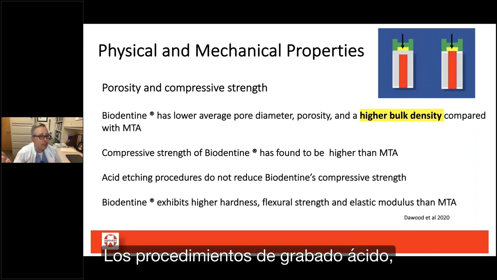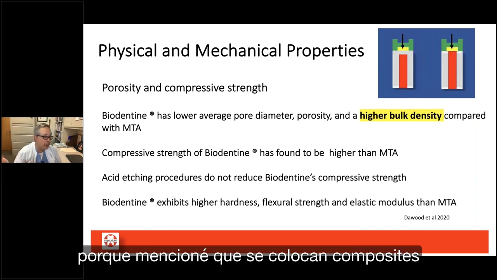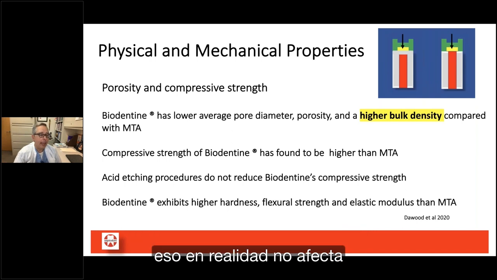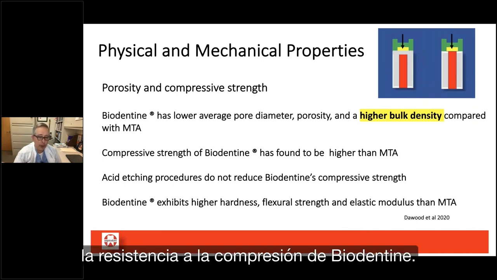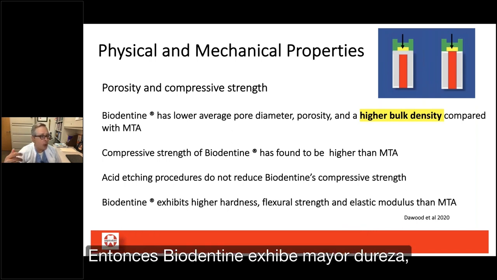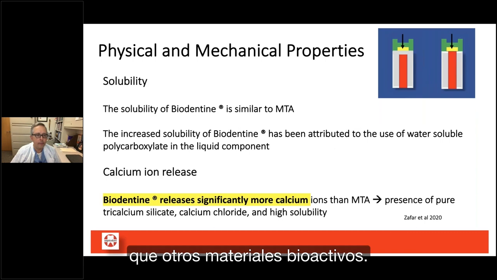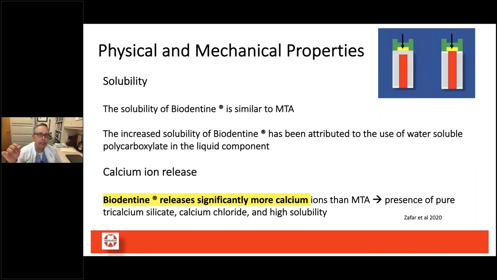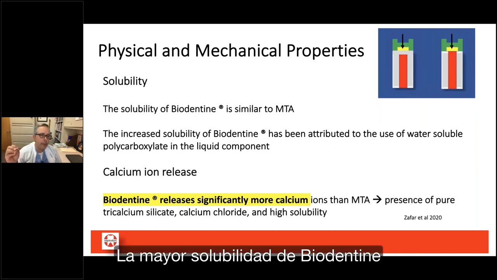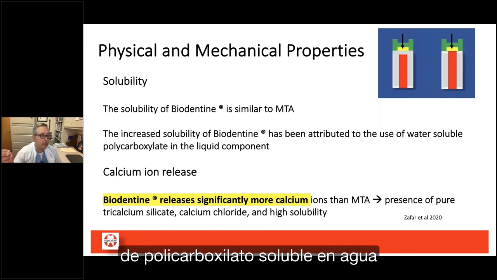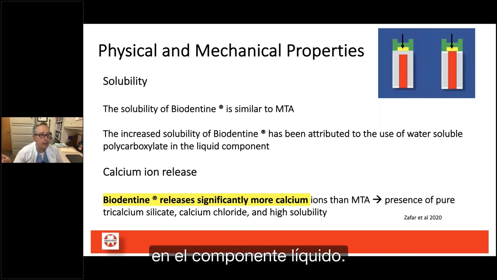The acid etching procedure, because I mentioned that you place composite over Biodentine when you are doing an indirect pulp cap, actually doesn't affect the compressive strength of Biodentine. So Biodentine exhibits higher hardness, flexural strength, and elastic modulus than other bioactive materials. The increased solubility of Biodentine has been attributed to the use of water-soluble polycarboxylate in the liquid component.